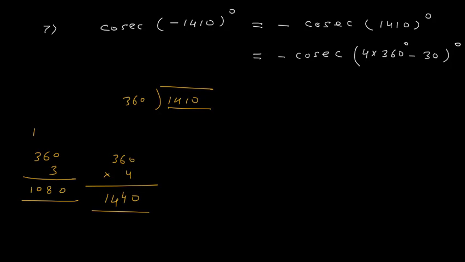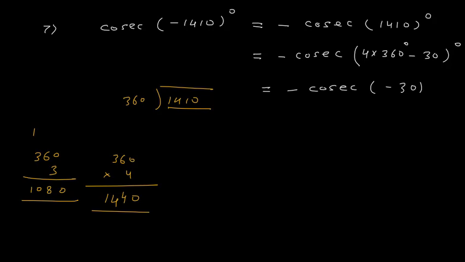So as in 10th standard you learn trigonometric ratios between 0 and 90 degree, so try to get one angle in the range of 0 to 90. So here it is minus cosec of 4 into 360 minus 30. So this 4 into 360, as this is a complete circle, we can eliminate, and here we will write it is minus cosec of minus 30 degree.